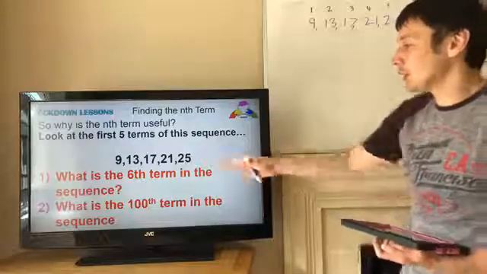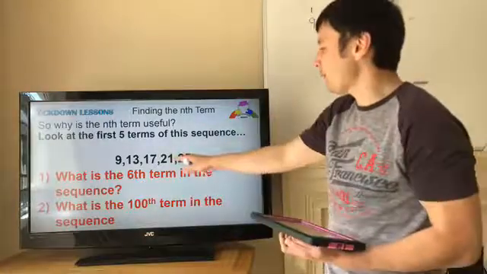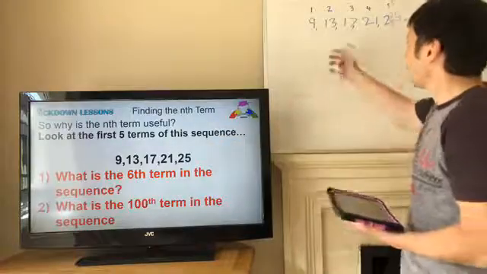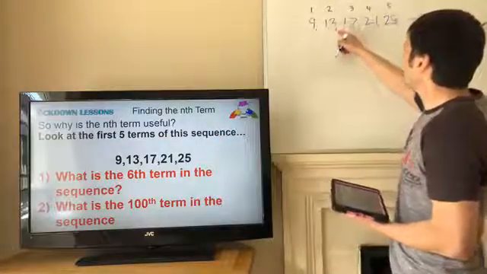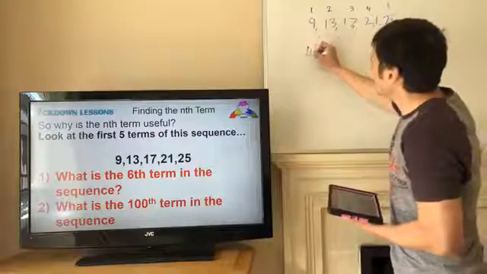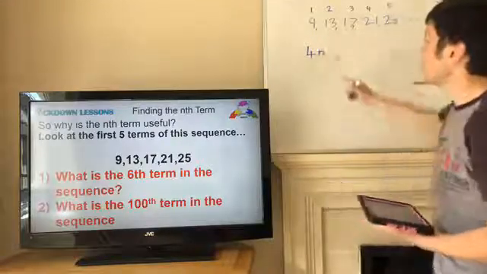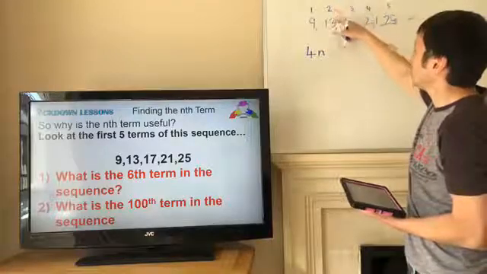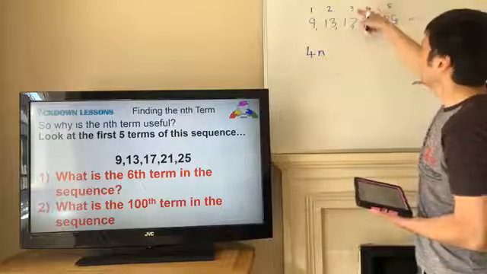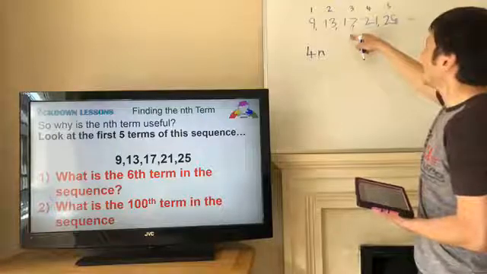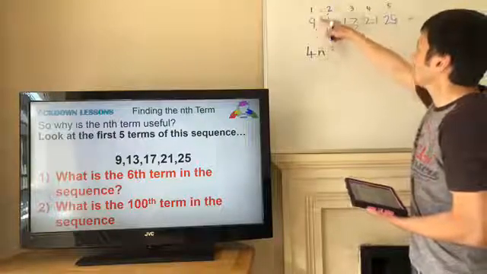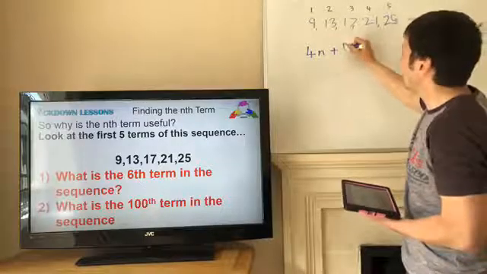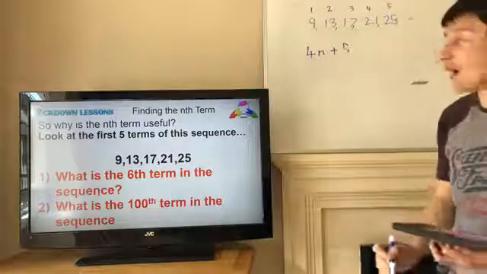Okay, right, I'm going to show you how this works, and this will hopefully show you why the nth term is important. So the 6th term, it's going up in 4, so the 6th term will be 29. So let's find the nth term first. So the nth term, it's going up in 4s, so we know it's going to be to do with 4n. 4 times 1 is 4, 4 times 2 is 8, 4 times 3 is 12, so each time we need to add 5. So the nth term is 4n plus 5.